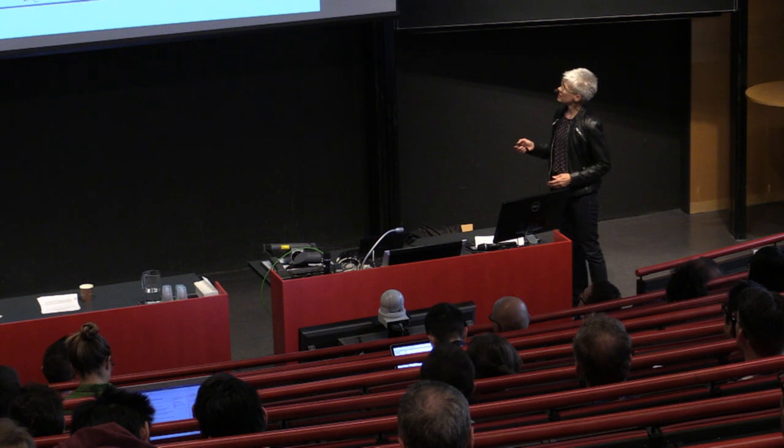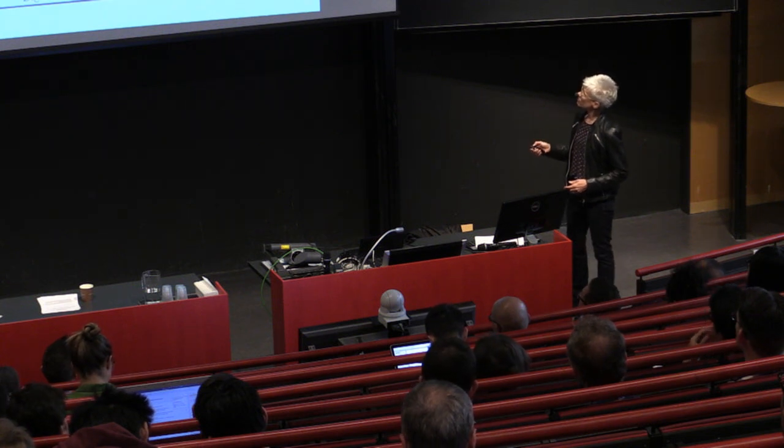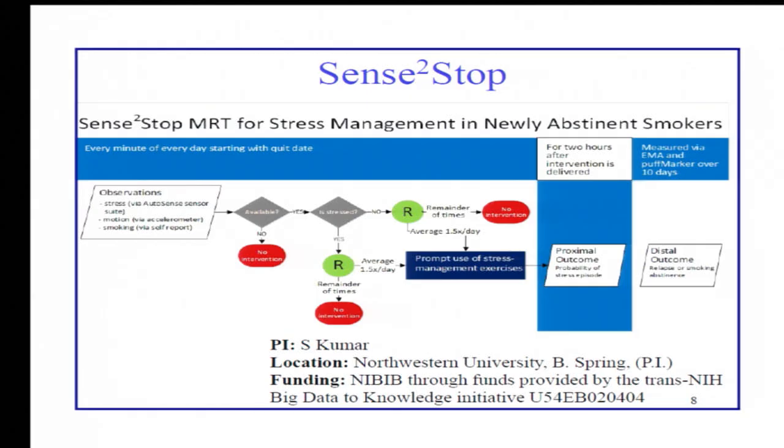So what happens is, every minute of the whole day, it's 12-hour days for the 10 days following the quit attempt, there's a classification of whether or not the individual is currently physiologically stressed. Actually there's 3 options. You can't make a classification. You can classify the person as stressed, and you can classify them as not stressed. So those are the 3 options.